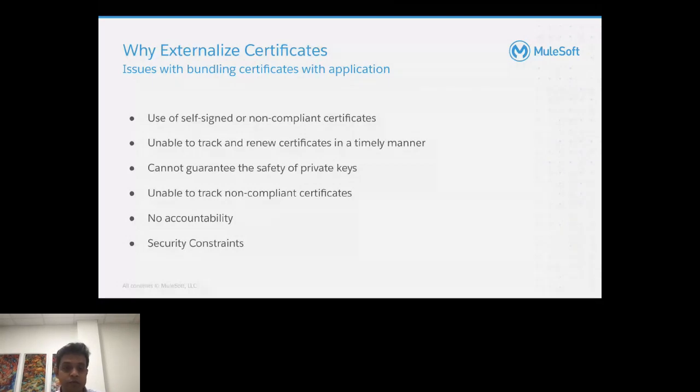They don't have any visibility into what's going on, and you cannot even guarantee that all the certificates that are used are according to standards, right? A developer can go ahead and create a self-signed certificate and use it. And there are some security constraints. This has been raised by some customers that they don't really want to store their certificates in GitHub along with the source code. So what we are going to show you is three options to externalize the certificates with the Runtime Fabric application.